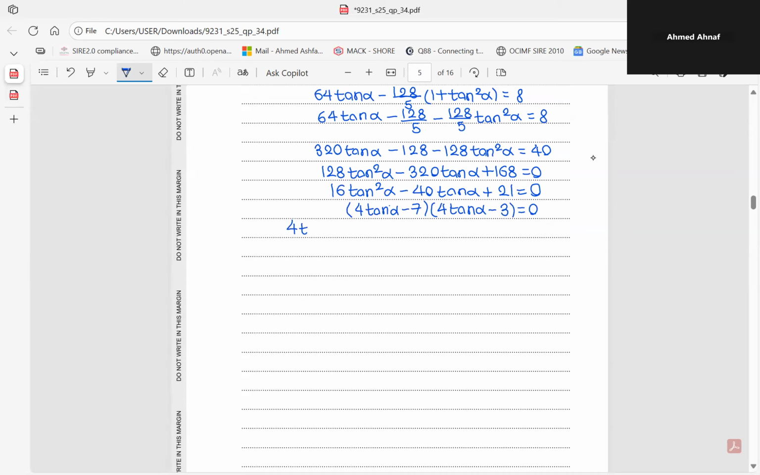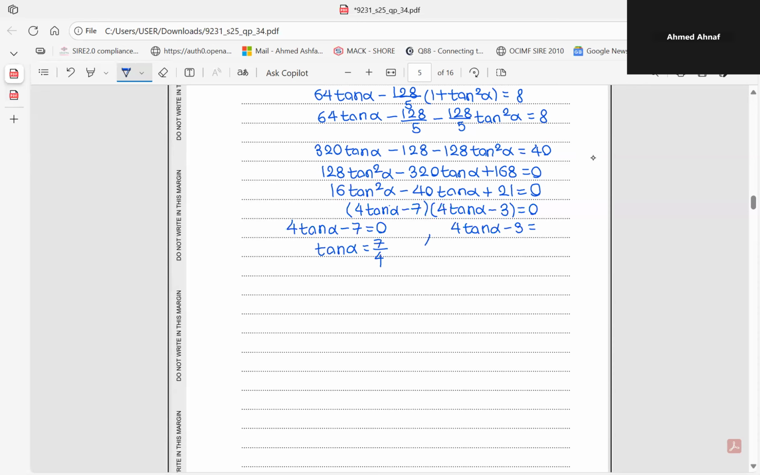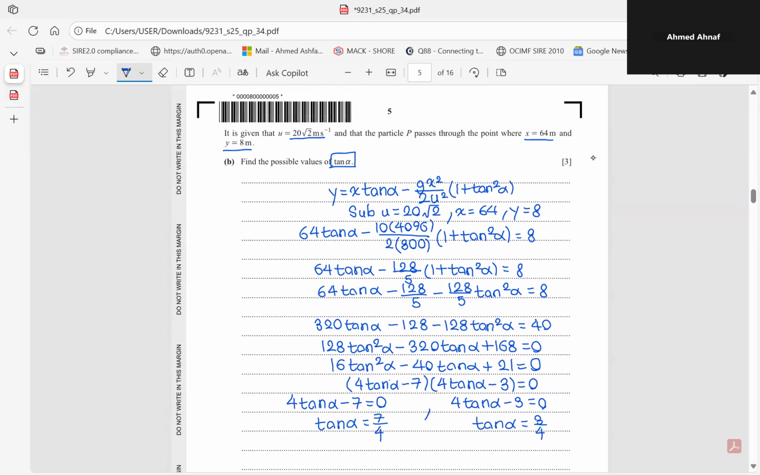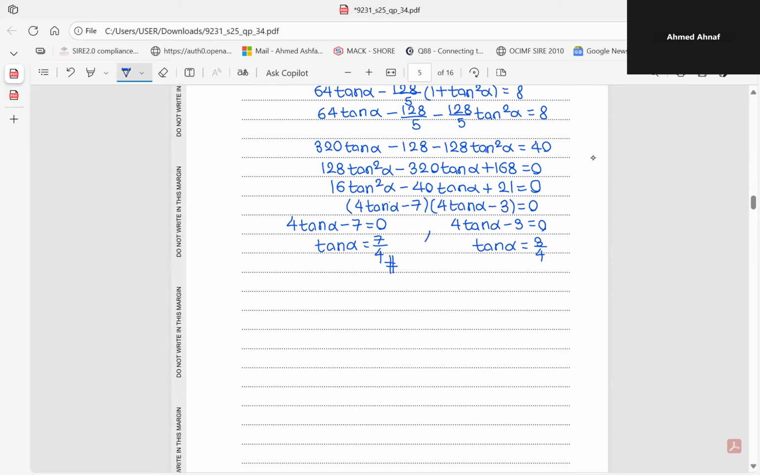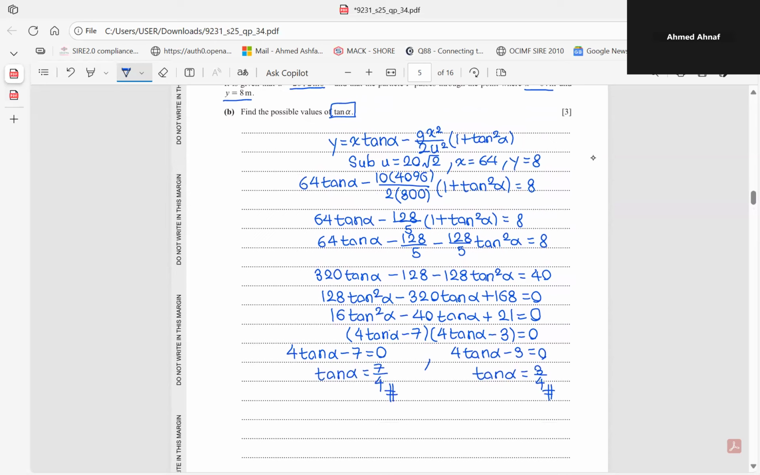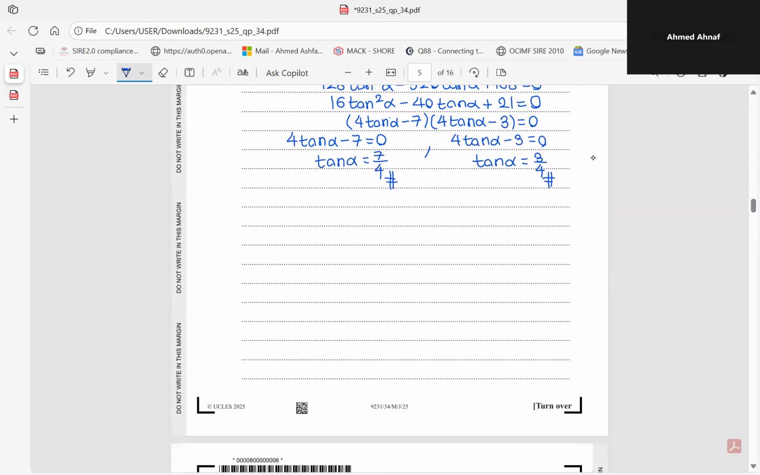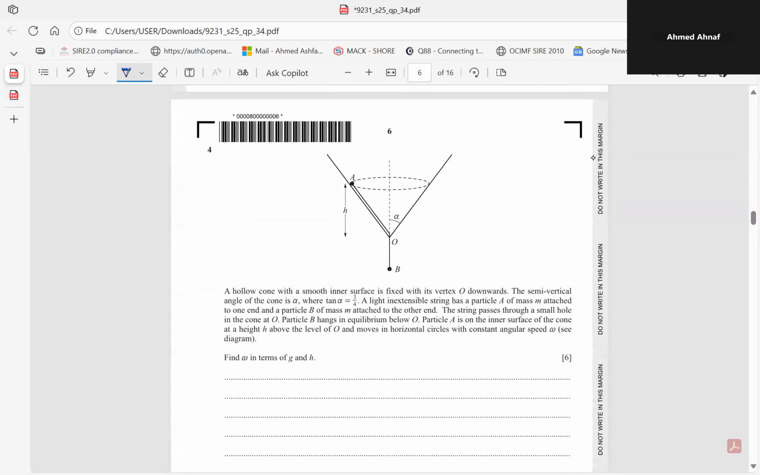So 4 tangent alpha minus 7 equals 0, you would get tangent alpha equals 7 over 4. And then equate the other bracket, 4 tangent alpha minus 3 equals 0, we would get tangent alpha equals 3 over 4. So these are our possible values for tangent alpha, 7 over 4 and 3 over 4, and these are the final answers. Let's head on to the next question.